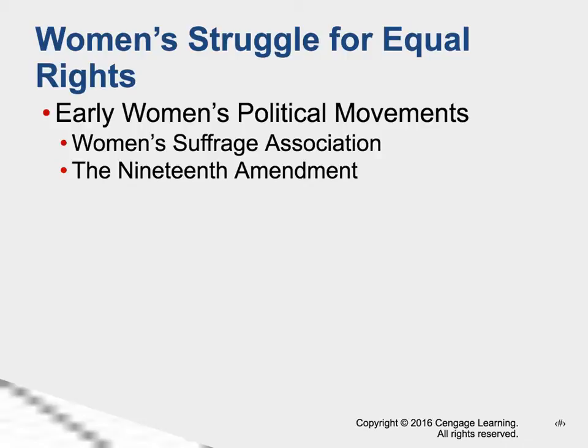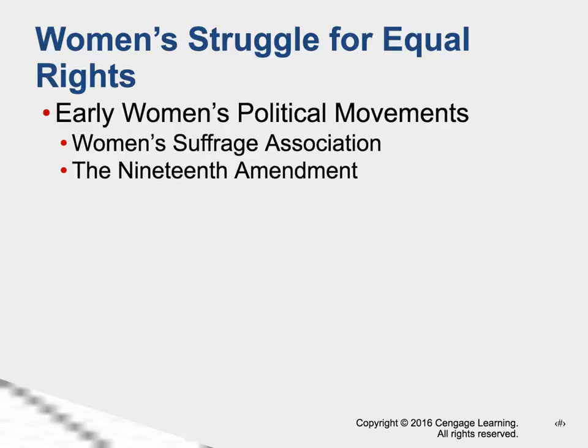In the early history of the United States, women had no political rights. After the first Women's Rights Convention in 1848, the women's movement gained momentum. Not until 1920, however, when the 19th Amendment was ratified, did women obtain the right to vote nationwide.